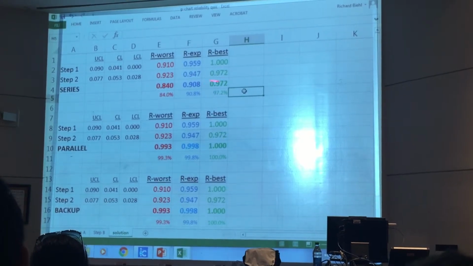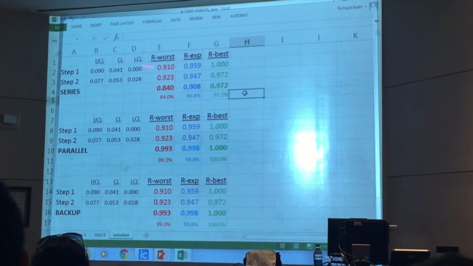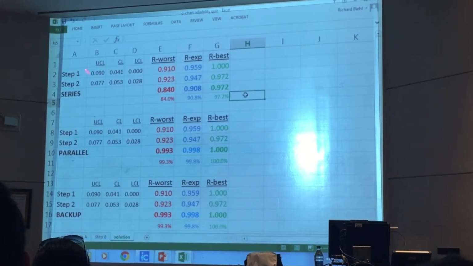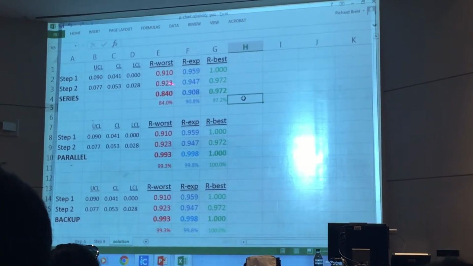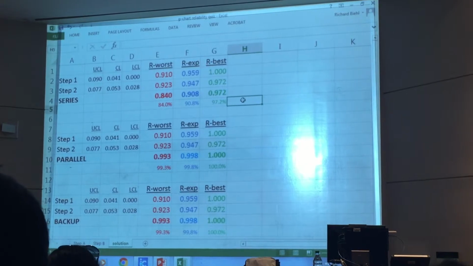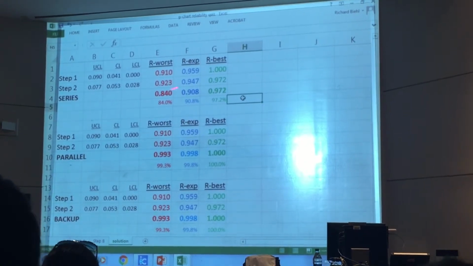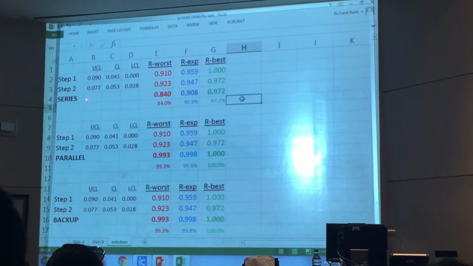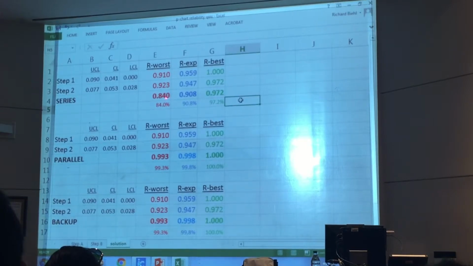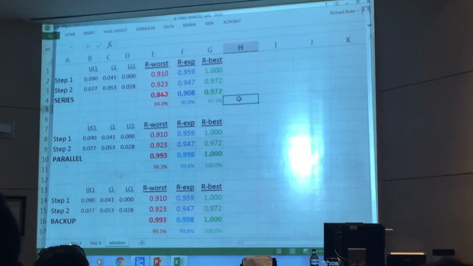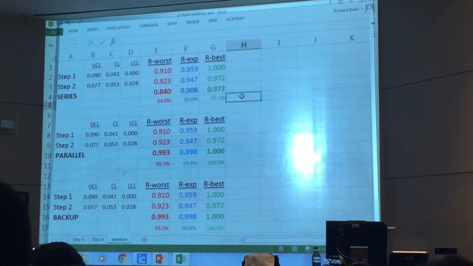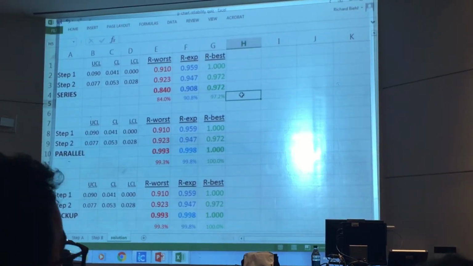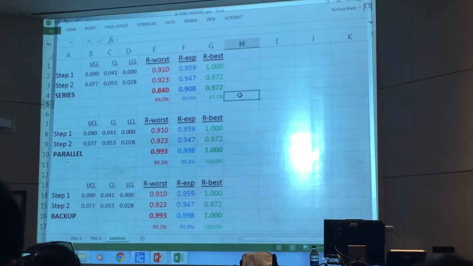So for all three solutions, it's very similar math for these two lines. I've translated the control chart data into the reliability data right here. And as I always say on exams, show your work. Okay? So given that, then the math to calculate series is a little different. How do I calculate a series probability? I take the probability, I multiply these two reliabilities together. It's a series. Reliability in series goes down.